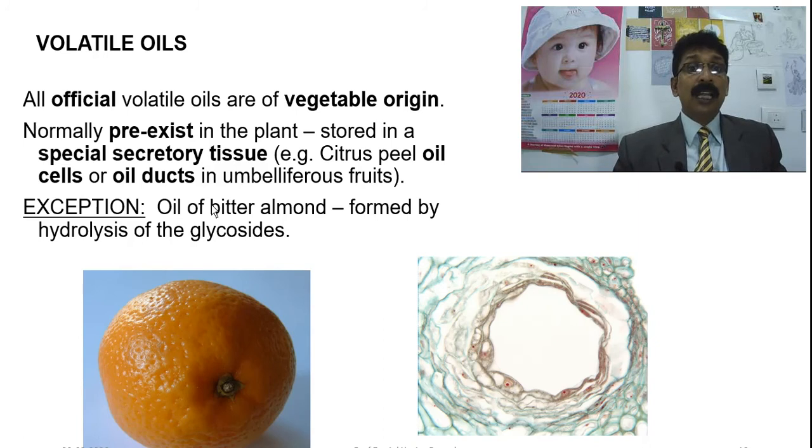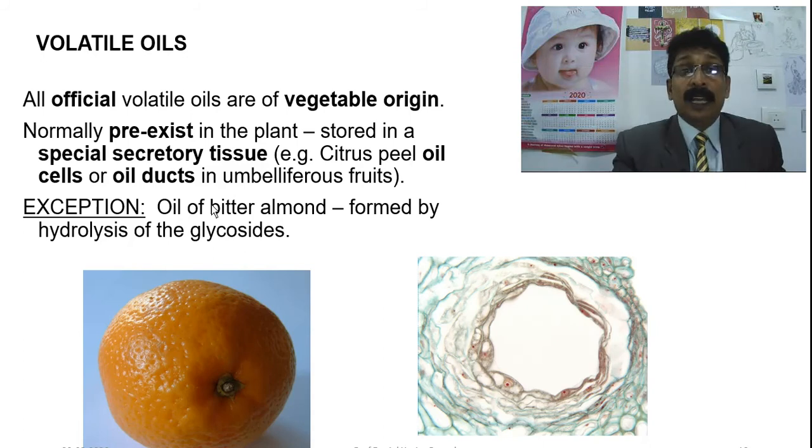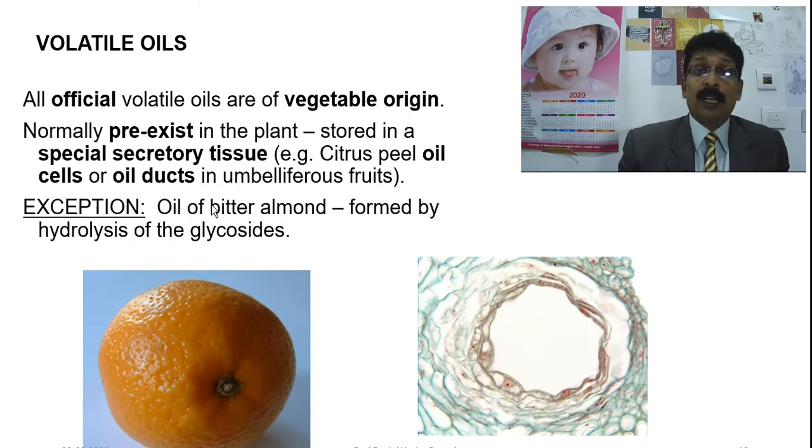So the oil of bitter almond is usually formed by hydrolysis of glycoside. The glycoside which is present in the bitter almond will undergo hydrolysis, and then they give volatile oil. So that is an exception which you should remember.